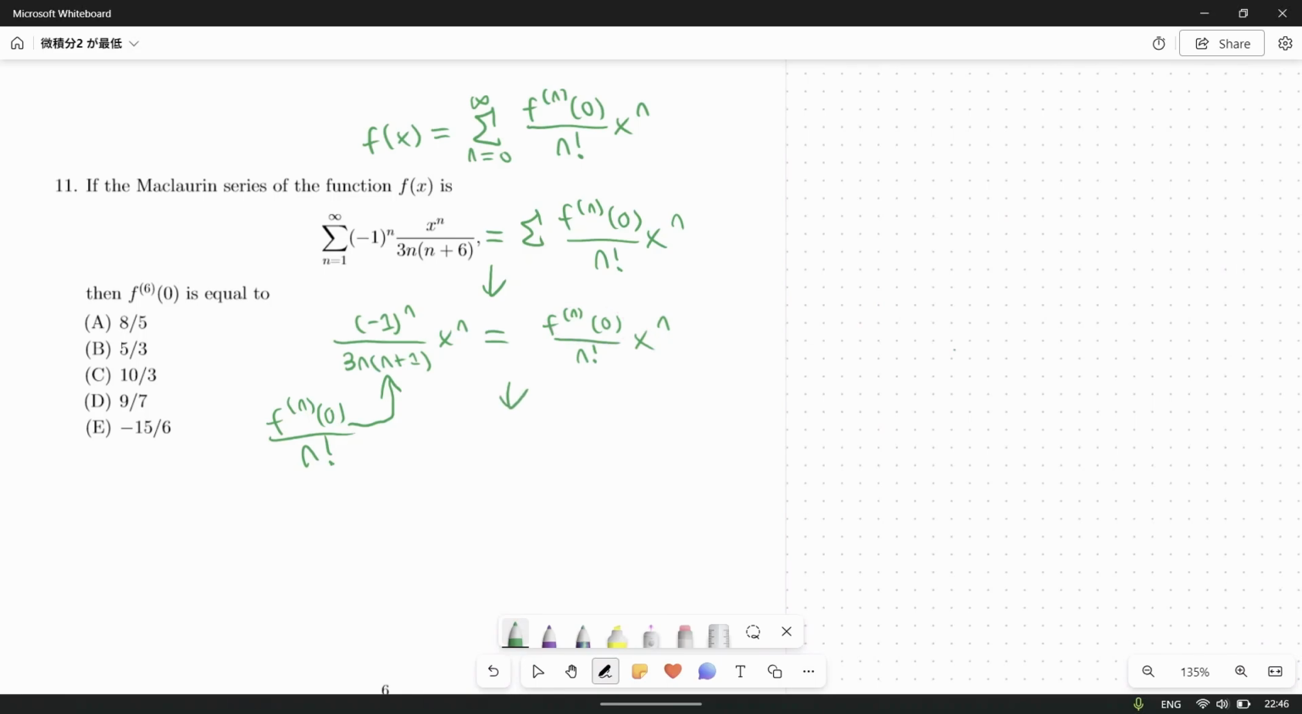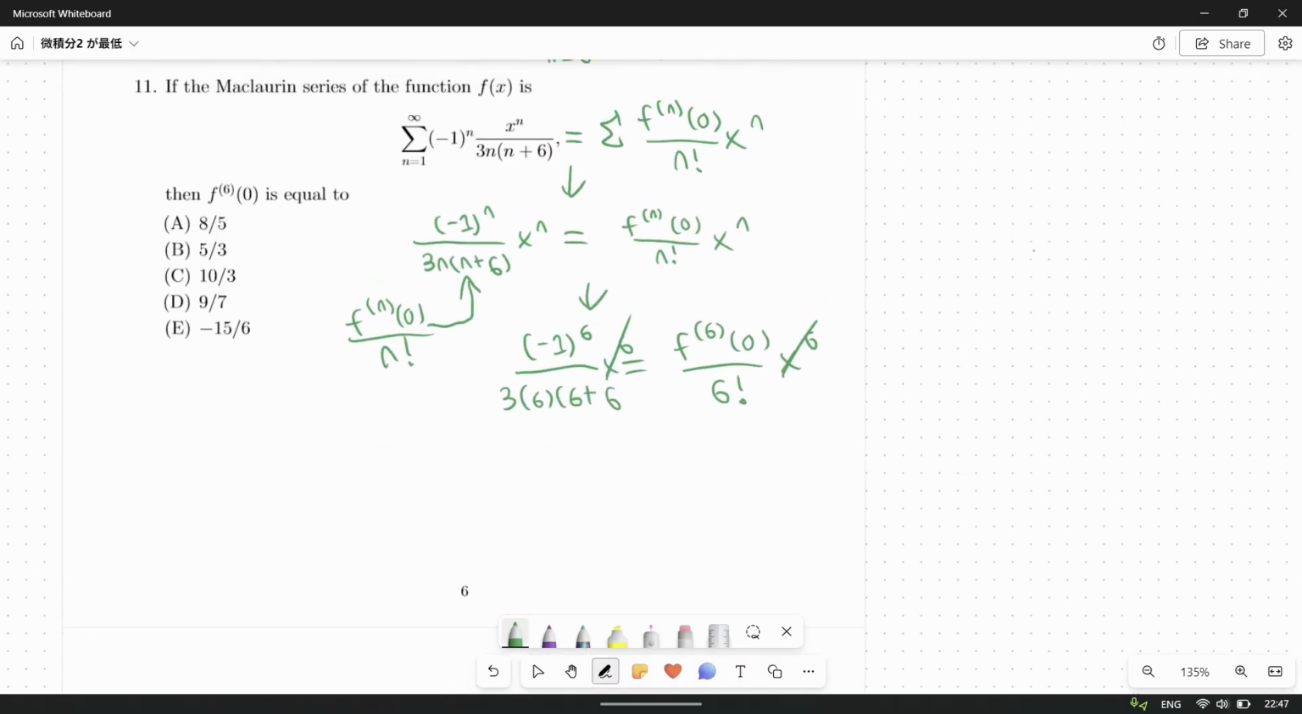So you should end up with an equality that takes the form of -1 to the 6th power over 3 times 6 times 6 plus 6. And then I realized this is supposed to be a 6, not a 1. My bad. And then we'd have the 6th derivative at 0 over 6 factorial times x to the 6th, and then an x to the 6th here as well. Since they're both on one side, these x to the 6ths are also going to cancel. And so then you'd end up with a simplified equation of just +1 over what this is, and that simplifies, I believe, to 216.